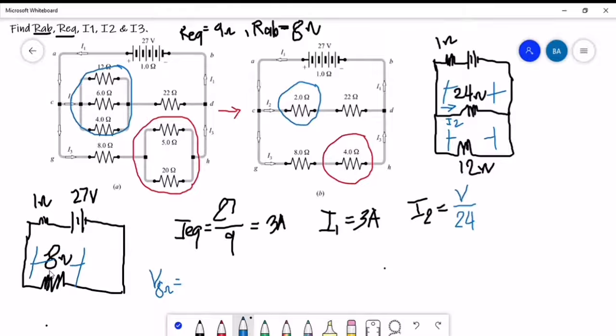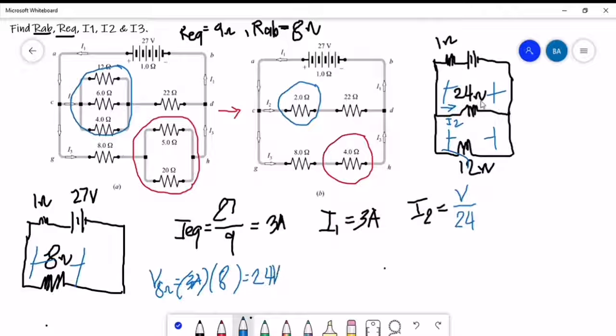Again, our 8 ohms is the combined resistance of our 24 ohms and 12 ohms. 8 ohms is our RAB, or the R equivalent of A and B, from point A to B. So therefore, the voltage drop across our 8 ohms will be equal to 3 amperes times the resistance, which is of course 8 ohms. So we now have 24 volts.